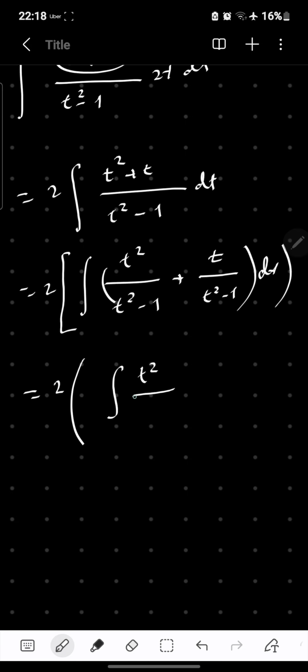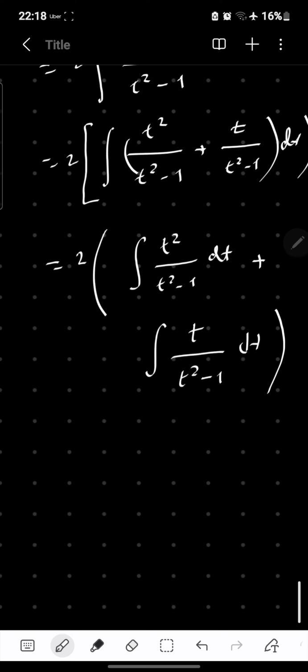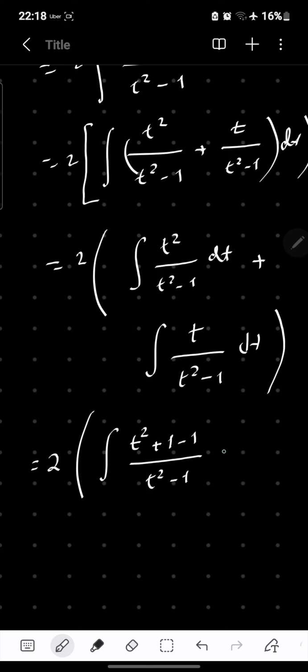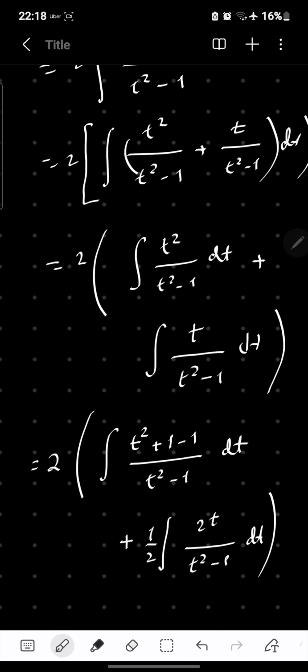Integral t squared over t squared minus 1, we have to solve this one, plus integral t over t squared minus 1, and we need to solve this too. Okay, 2 t squared plus t squared over t squared minus 1. We have a very important technique here. T squared, we can add 1 and minus 1. T squared minus 1. This will solve the first integral. The second one is easy. If you multiply it by 2 and multiply it by half outside, it will solve the integral.